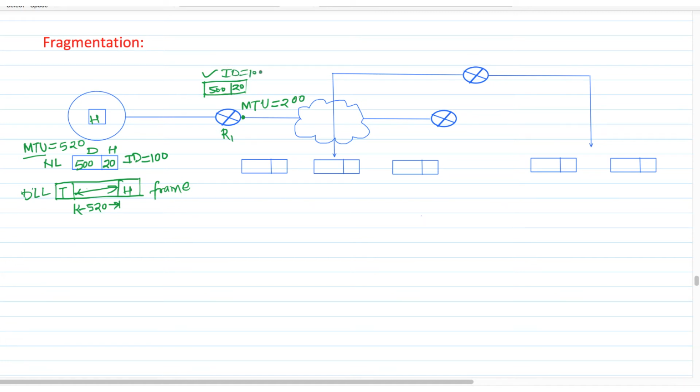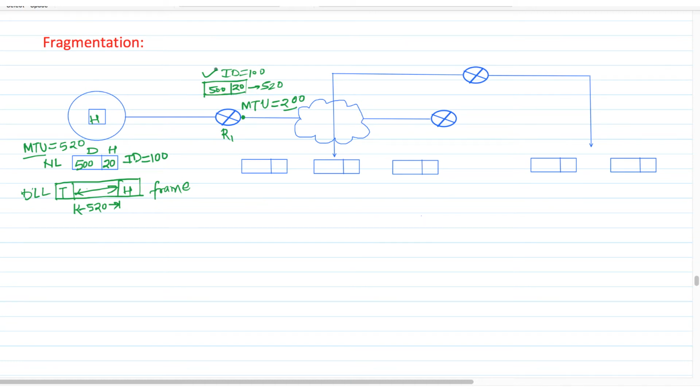ID is 100. Why is this router performing fragmentation? Because for this network the MTU is 200 bytes, meaning the maximum amount of data that can fit in a data link layer frame is 200. We cannot send any datagram larger than 200 bytes. This datagram's total size is 520 and the limit is 200, so fragmentation is required. Always keep in mind that only the data part is going to be fragmented. The header part will remain the same.